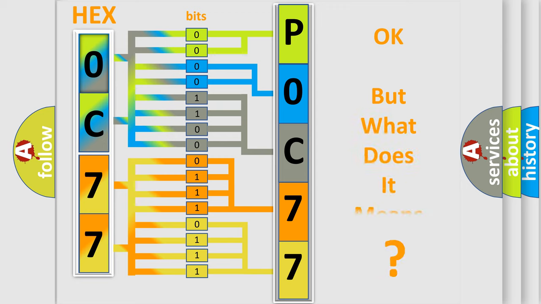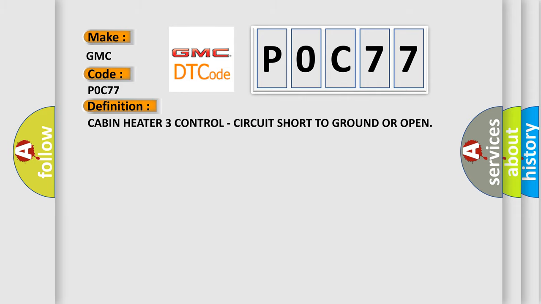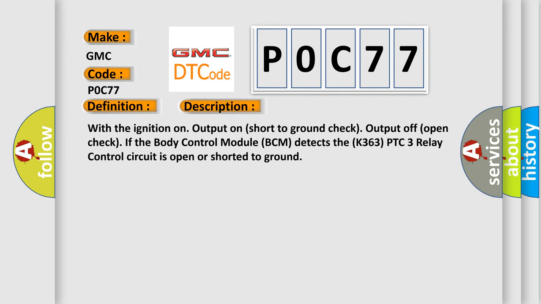The number itself does not make sense to us if we cannot assign information to what it actually expresses. So, what does the Diagnostic Trouble Code P0C77 interpret specifically for GMC car manufacturers? The basic definition is: cabin heater 3 control, circuit short to ground or open. And now this is a short description of this DTC code.